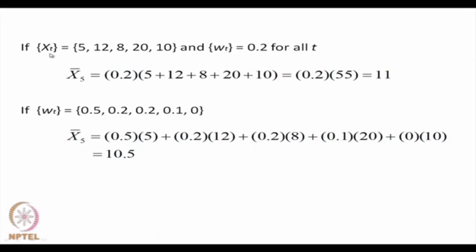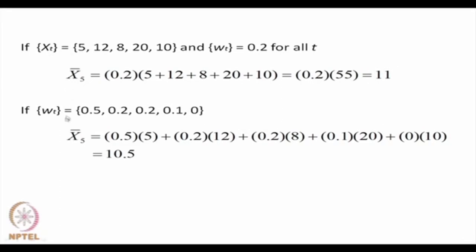For example, if x t is observed to have values 5, 12, 8, 20 and 10, and suppose that we take all its weights, each one of them is given a weight of 0.2, then 0.2 multiplied by 5 plus 0.2 multiplied by 12 plus 0.2 multiplied by 8 and all that, it gives us a value of 11. Thus, 11 is the average value of x t.